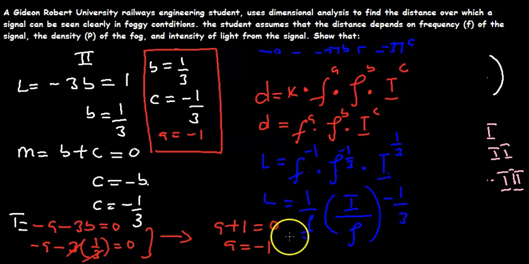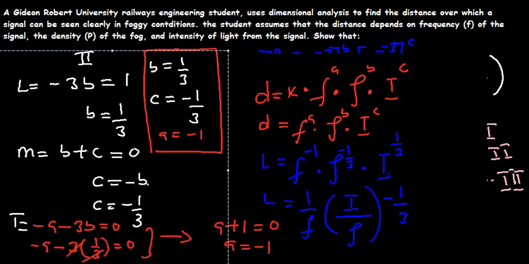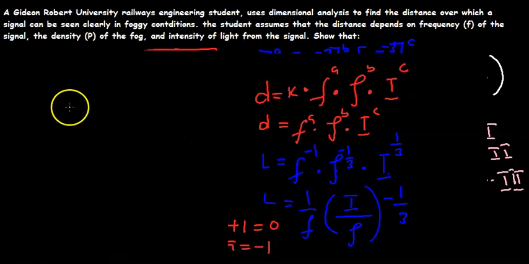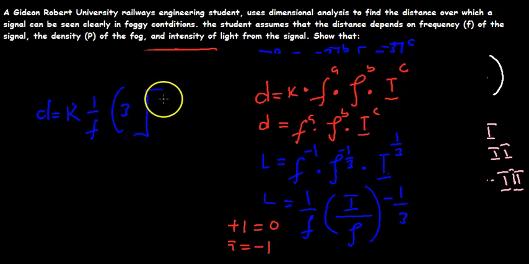If you noticed, what we are given from the beginning of the equation is this. We are given D is equal to the dimensionless constant multiplied by 1 divided by frequency into bracket of the cube root of I divided by the density. Therefore, this is equal to this.